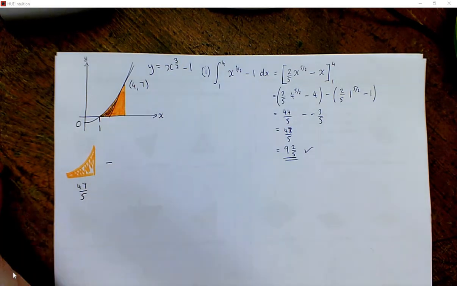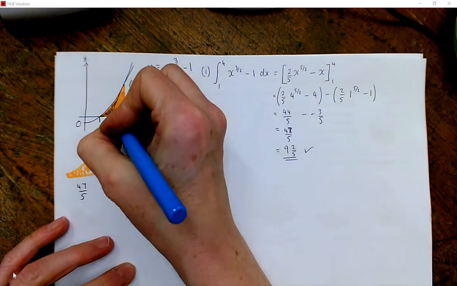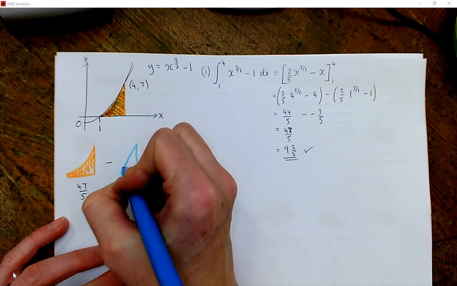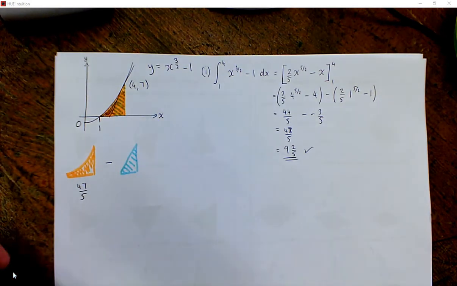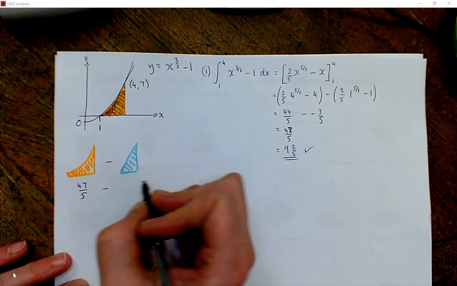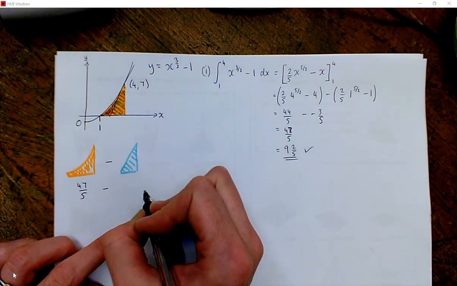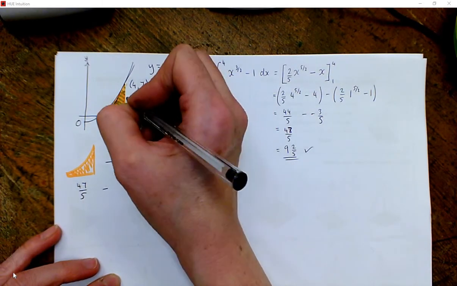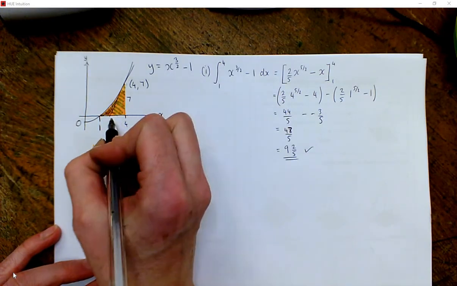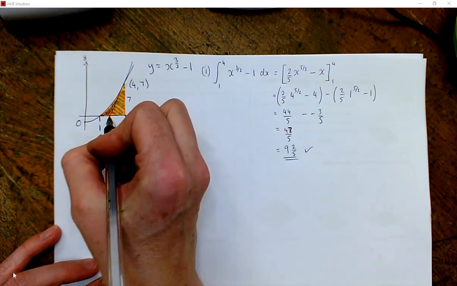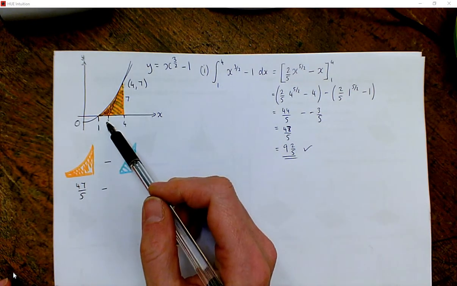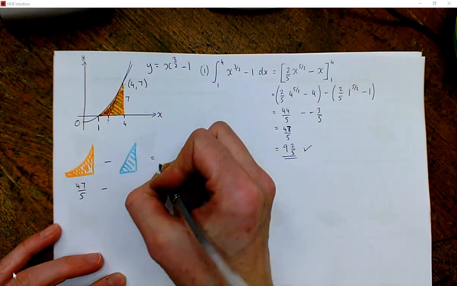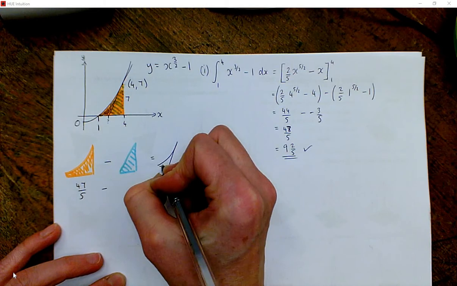But if we then take away this bit that I'm making stripy, the triangle, then we'll be left with the bit that we want. So the key thing is we need to work out the triangle. We know the height of the triangle is 7. We know this is 4. We don't know what the width is because we don't know where the tangent crosses the x-axis. So that's what we're going to have to work out.